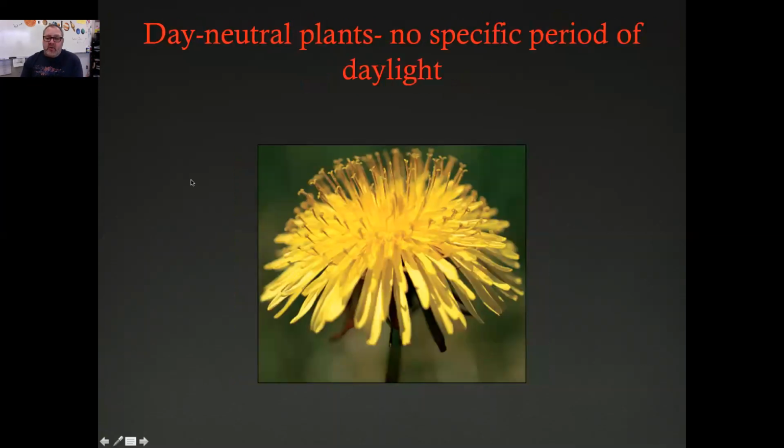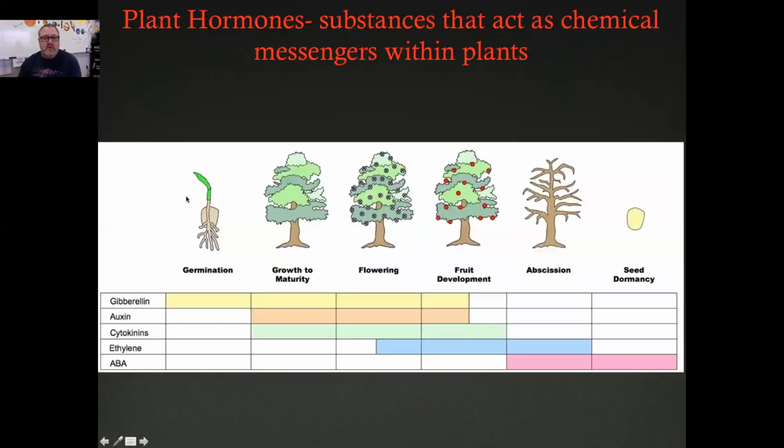Day neutral plants are ones that don't really have any length of daylight that they need. Obviously, all plants need to have some amount of light, but this one's not real specific about how much daylight it receives, okay? So they're neutral.